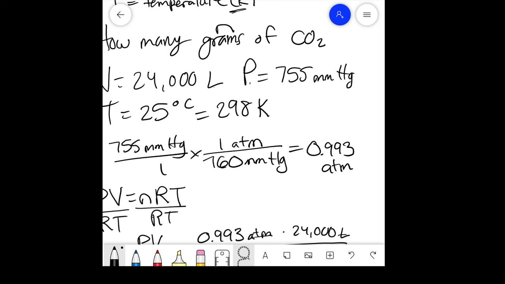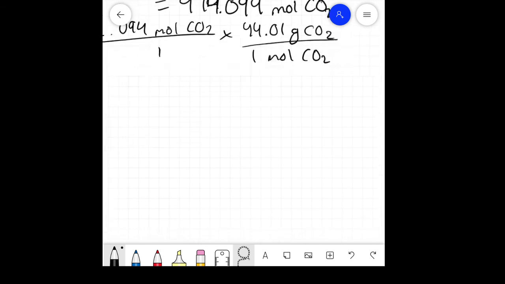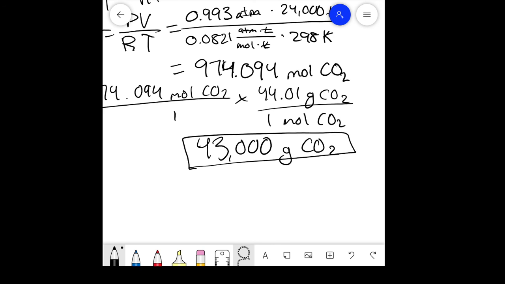This one has 2, this one has 3, so we're going to go with 2. That's what our least is. Okay, back. And this gives us 43,000 grams of CO2. So that's the ideal gas law.